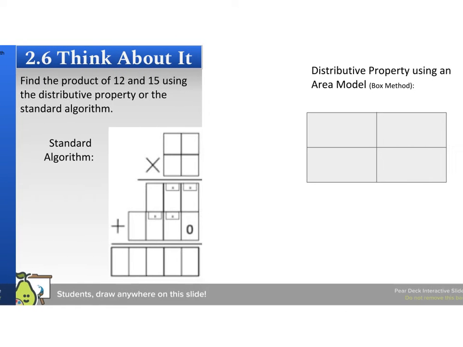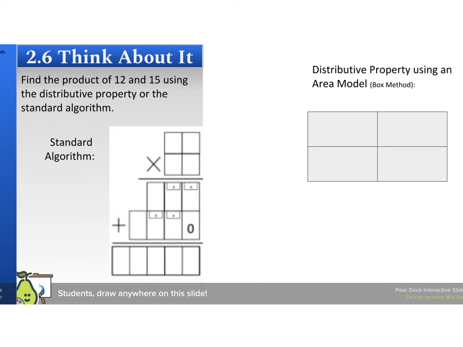Think about it. Find the product of 12 and 15 using the distributive property or the standard algorithm. If you can do both, great. I'm going to quickly go over both of them. You just need to do one. So most people are probably going to do 10 and 2 and 10 and 5.